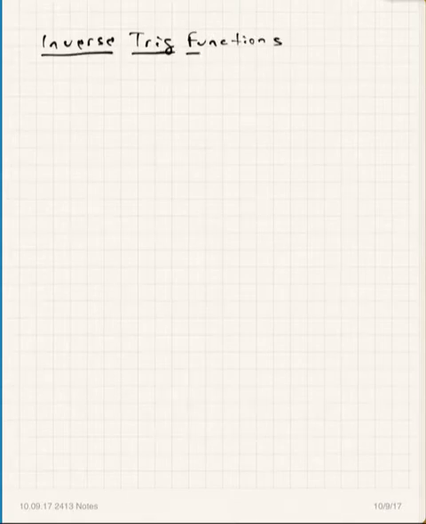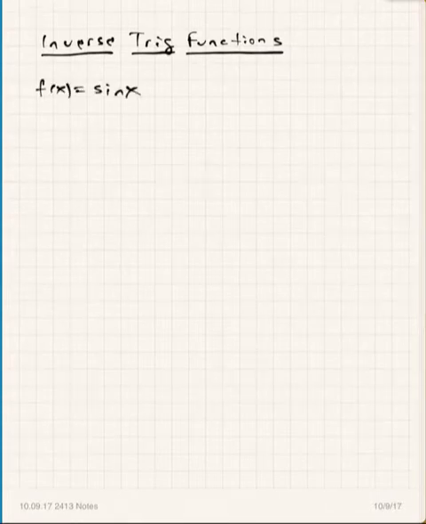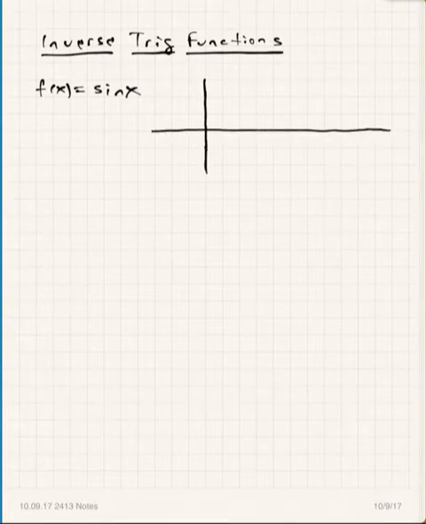Now the trig functions have some issues associated with them when you're talking about inverses, because none of the trig functions are one-to-one. So if you're going to start off with f of x equals sine x, for example, which is the one we're going to start with here, that function clearly fails the horizontal line test. It's clearly not one-to-one. In fact, it fails it really, really badly, doesn't it?